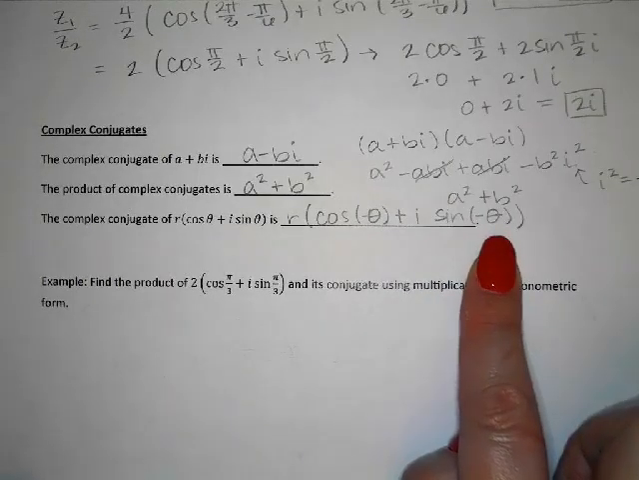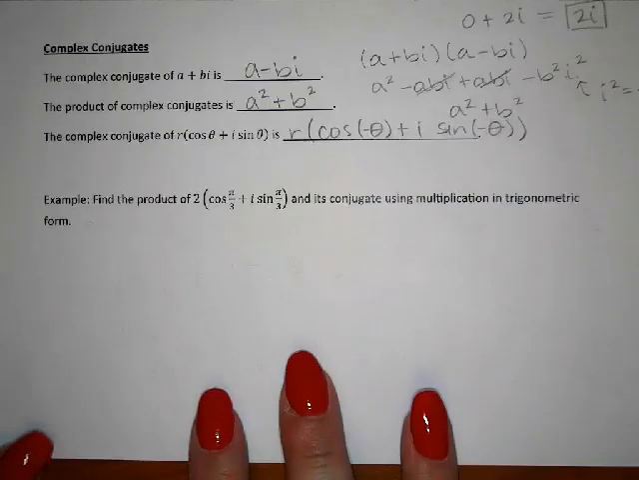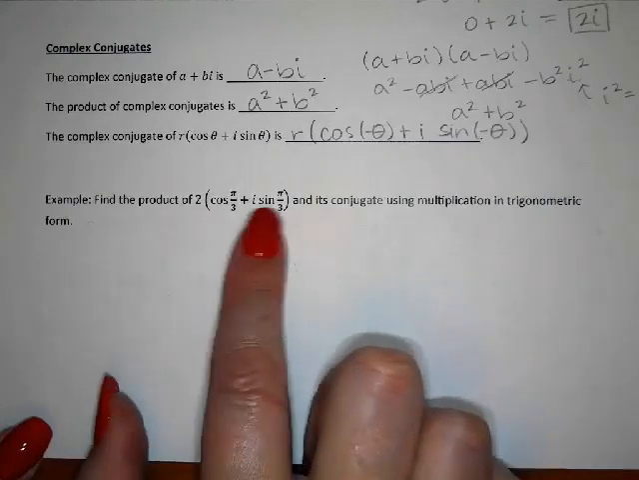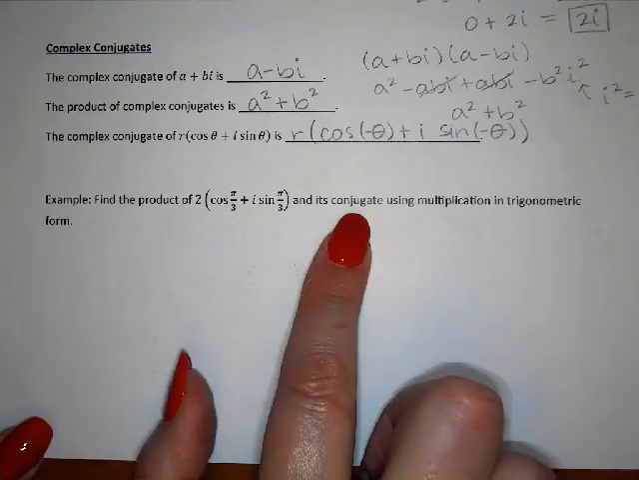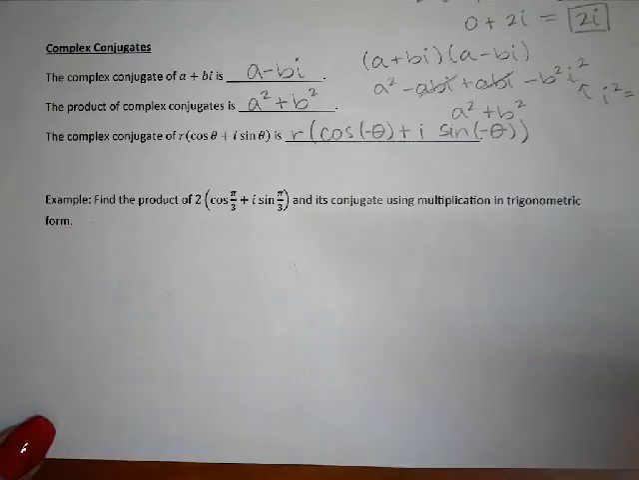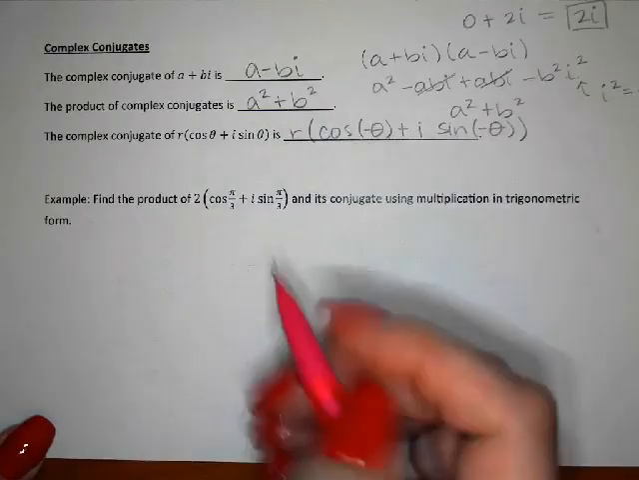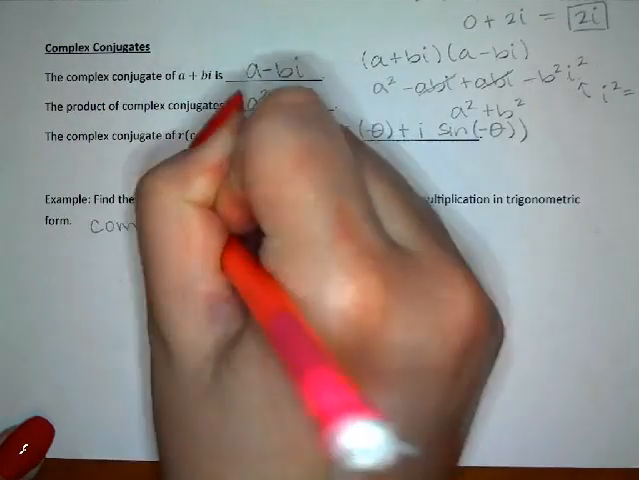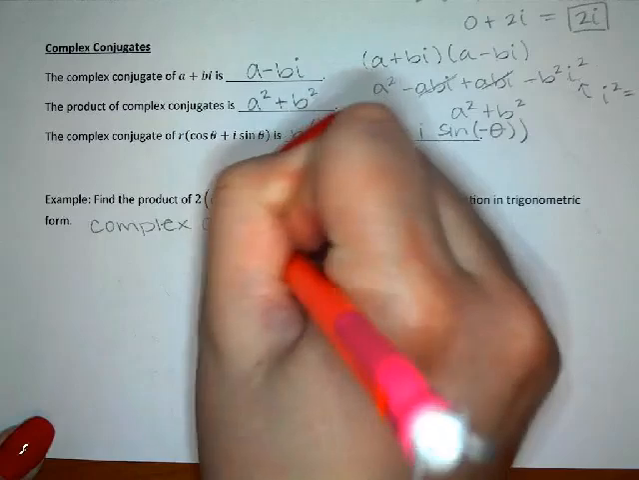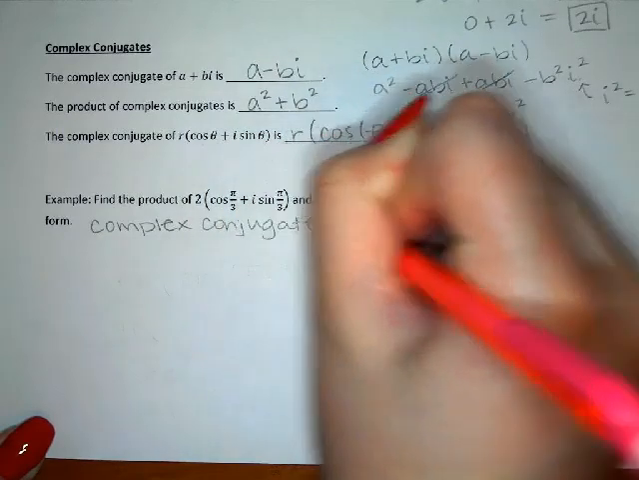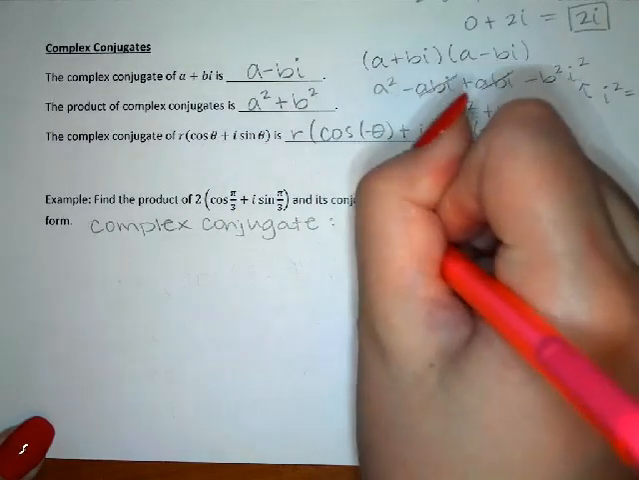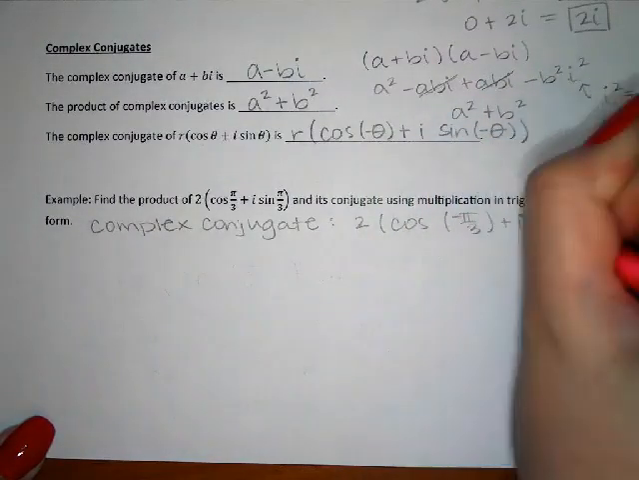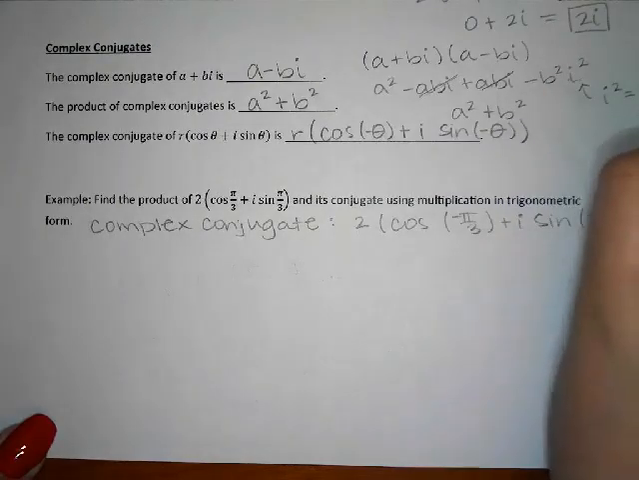All right, so now that we have the formula of the complex conjugate, let's use that formula for this next example. It says find the product of this complex number and its conjugate. And we're going to use multiplication in the trig form. So if this is the complex number, then its complex conjugate would be 2 cos negative pi thirds plus i sine negative pi thirds.